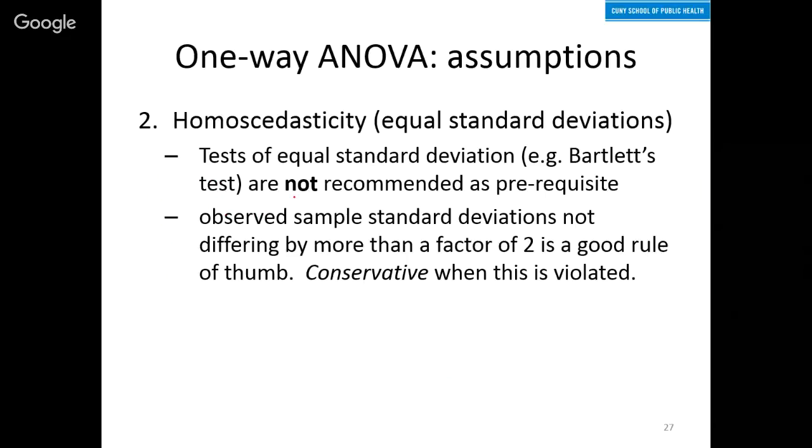As another rule of thumb, if your observed sample standard deviations don't differ by more than a factor of 2, then your assumption of homoscedasticity is fine. But again, ANOVA is conservative when this is violated. So if anything, you are less likely to reject the null hypothesis.